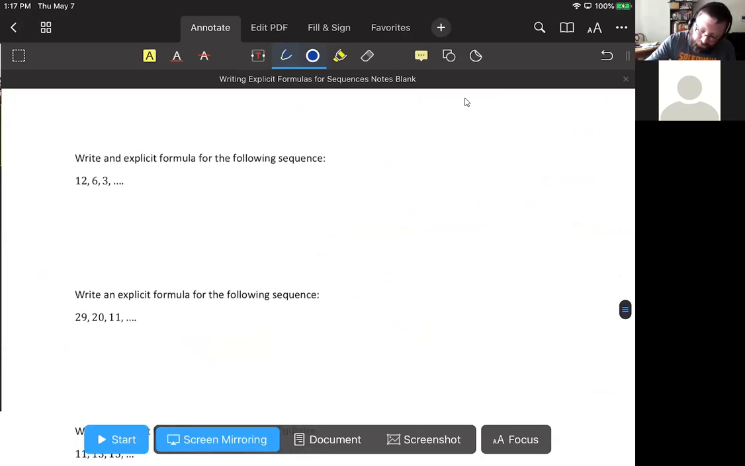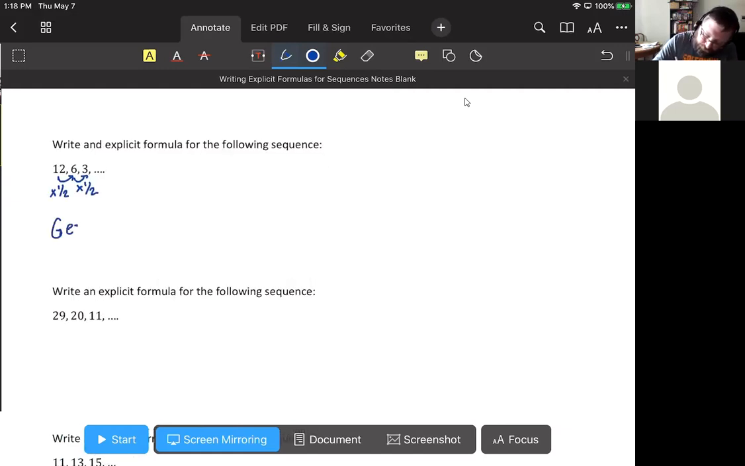Okay, this next one, you'll notice that the pattern is not constant for addition or subtraction. It goes -6, -3, so it's not addition based. So it means it either has to be multiplication or division. In this case, we are multiplying by 1/2 or dividing by 2. If you recognize dividing by 2, that's the same as multiplying by 1/2. So we need to recognize that this is a geometric pattern, that the R value is 1/2, and that the first term is 12.